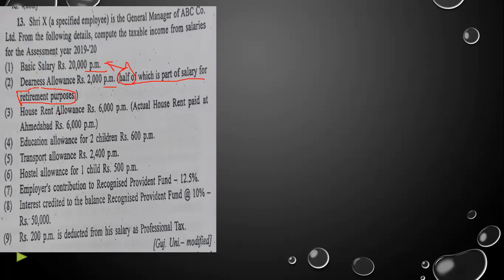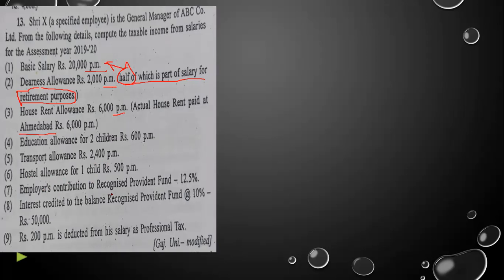Then next is house rent allowance, that is 6,000 per month. Actual house rent paid at Ahmedabad is rupees 6,000 per month. Here the city is given because while calculating the HRA, this city is also important for the third condition. Education allowance for two children rupees 600 per month. Transport allowance rupees 2,400 per month. Hostel allowance for one child rupees 500 per month.